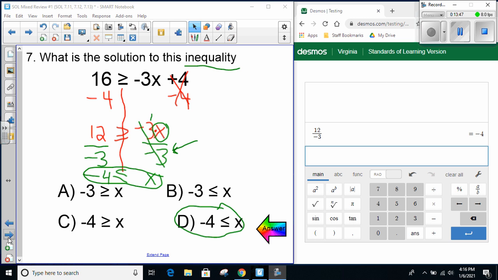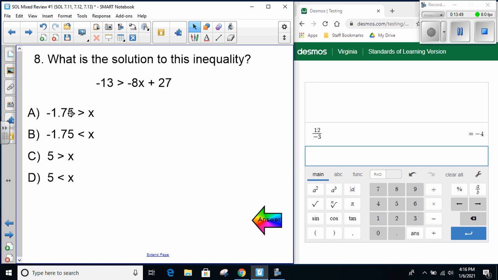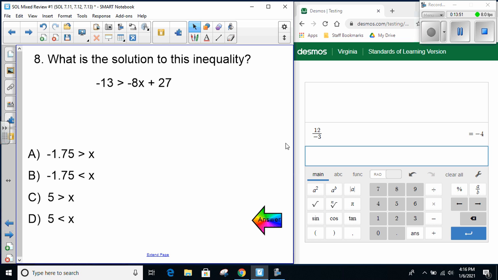Now that we did an inequality together, go ahead and solve number 8 on your own. What is the solution to this inequality? Negative 13 is less than negative 8x plus 27. Go ahead and pause the video and then type your answer into Pear Deck when you're ready.